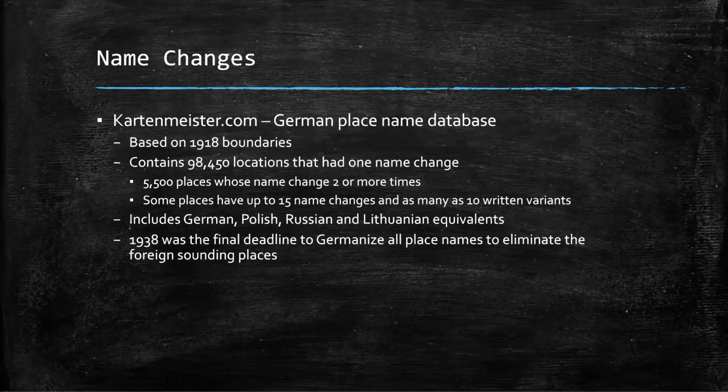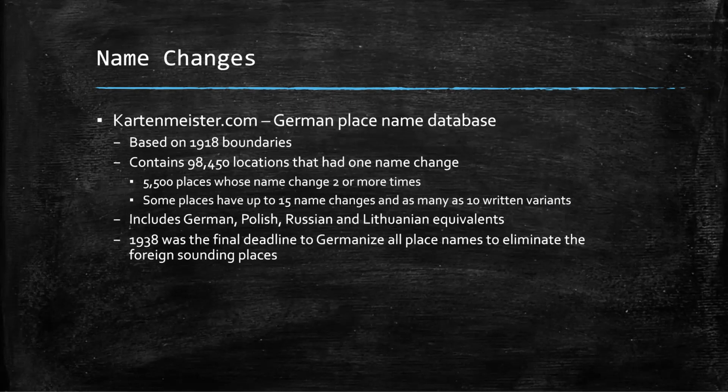There's a web page called Kartenmeister.com, and this gives you the German place names. It's from the 1918 boundaries, so that's good. Most of our ancestors were in Germany at that point in time. So you're able to find those German place names as they were spelled in 1918.